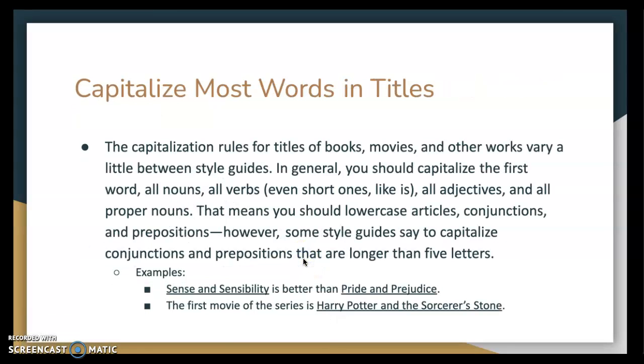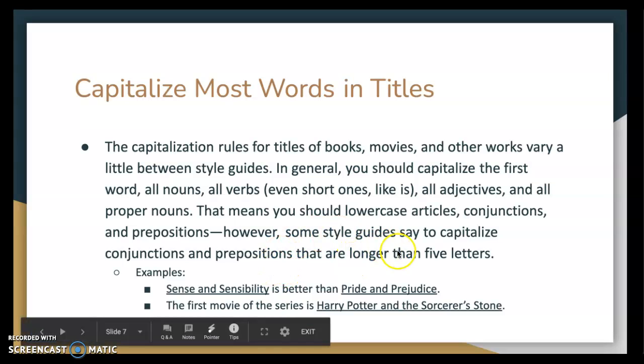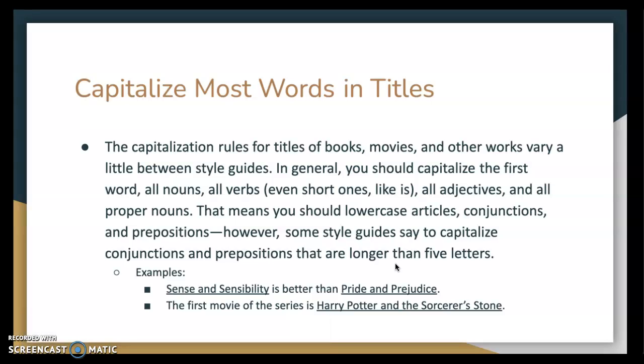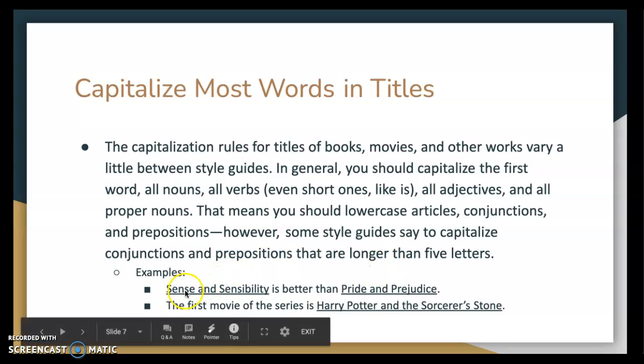Capitalize the words in most titles, or capitalize most words in titles. So the capitalization rules for titles of books, movies, and other works vary a little between style guides. In general, you should capitalize the first word, all nouns, all verbs, even short ones like "is," all adjectives, and all proper nouns. That means you should lowercase articles, conjunctions, and prepositions. However, some style guides say to capitalize conjunctions and prepositions that are longer than 5 letters. Sense and Sensibility is better than Pride and Prejudice. No need to capitalize those conjunctions. And the first movie of the series is Harry Potter and the Sorcerer's Stone. No need to capitalize the article and conjunction.